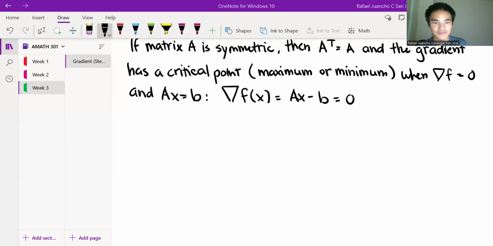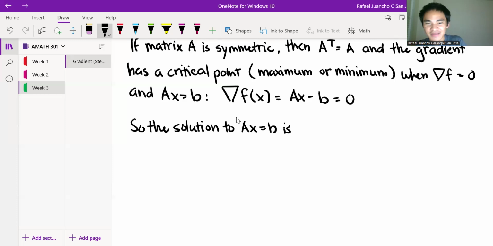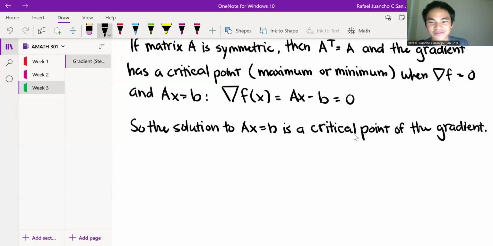So the solution. Actually, we just answered it. The solution to AX equals B is actually these critical points. It's a critical point of the gradient. That's actually the key of it. That's important.